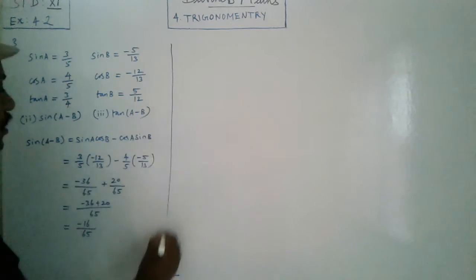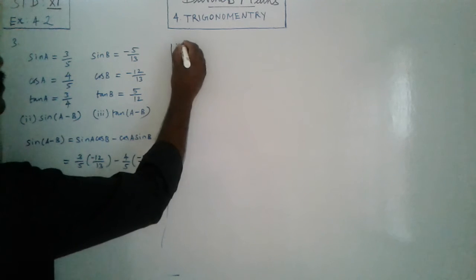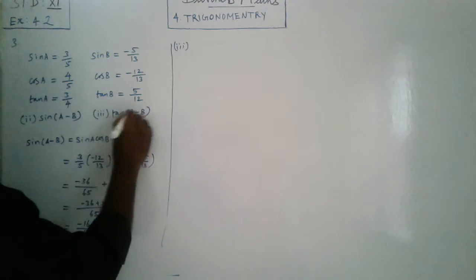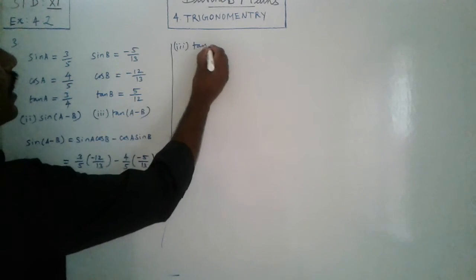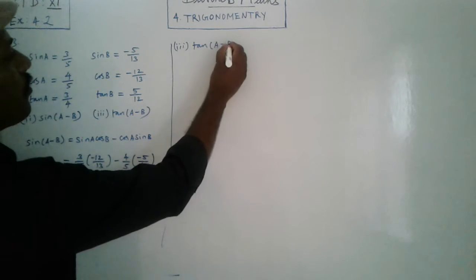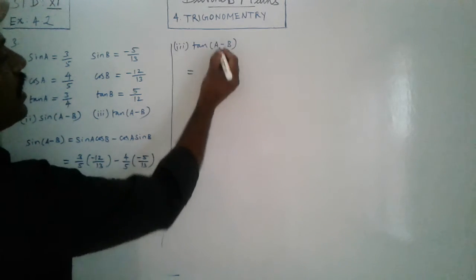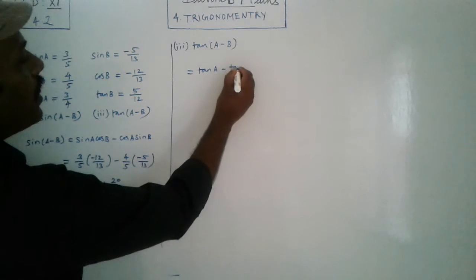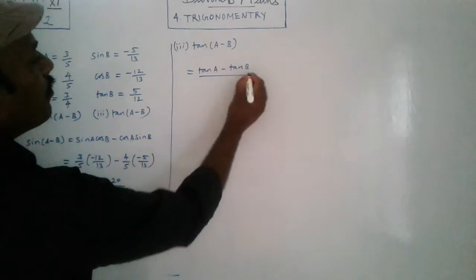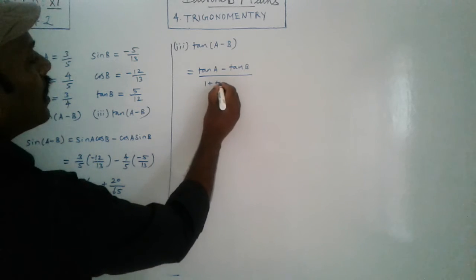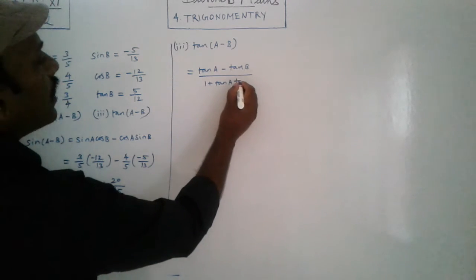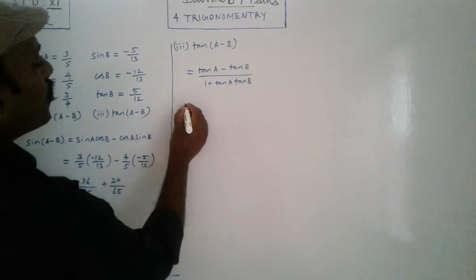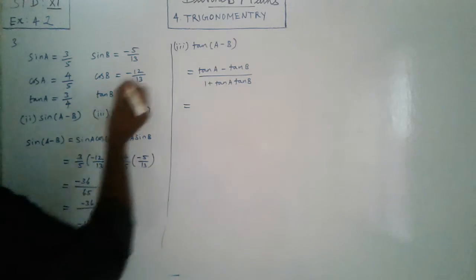Next, the third sum is tan A minus B. The formula for tan A minus B is tan A minus tan B divided by 1 plus tan A tan B. So we should substitute these values.